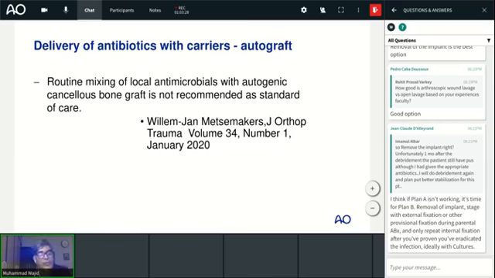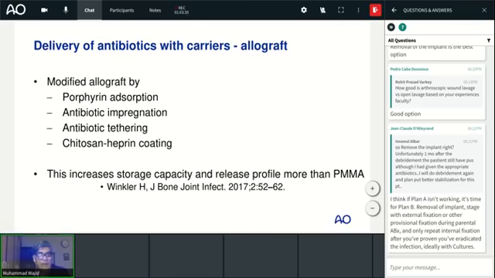So if we are using just the bone graft, it is not a common practice to mix it with antibiotics. What about allograft as an antibiotic carrier? Allograft may be modified by porphyrin adsorption, antibiotic impregnation, antibiotic tethering, and chitosan heparin coating. This increases the storage capacity and release profile more than the PMMA, if we can do that.